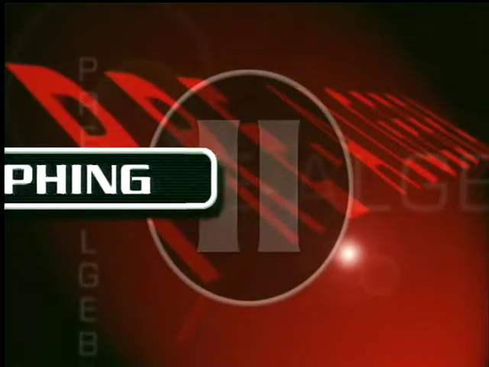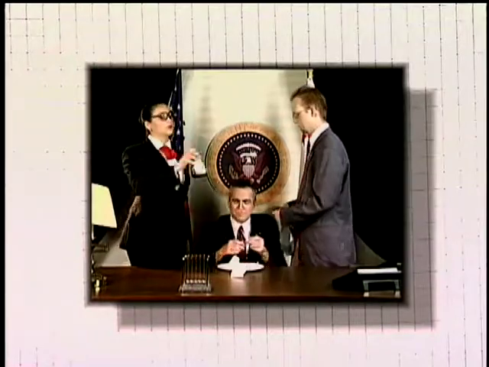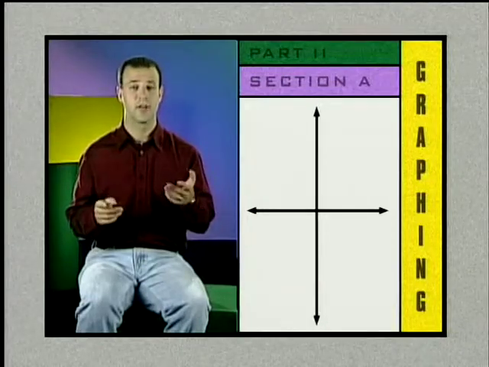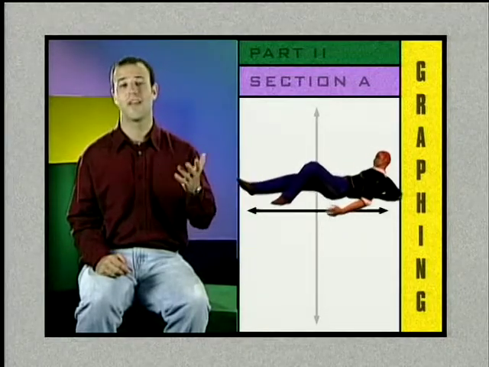Part 2, Graphing. Section A, the graph itself. A graph is a grid that is divided into little square sections. It looks a lot like a waffle, but we don't usually put syrup on it. We usually put two intersecting lines on a graph. One line is horizontal, like the form your body would take if you levitated out of bed.